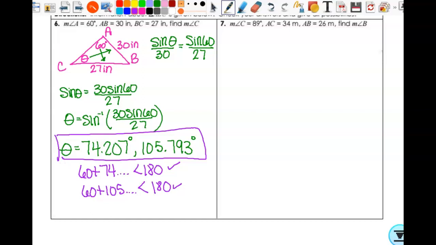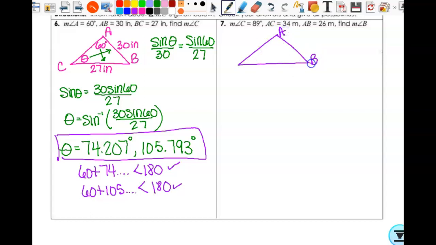Okay. So you set it up, you solve it, pretty much just like we did yesterday, except we got to use the inverse. You find the other angle, and then we have to check them and just make sure the one that you're given plus the one that you found are less than 180. If it's not, then it doesn't work. Okay. Any questions about anything? We all good? All right, let's look at number 7.